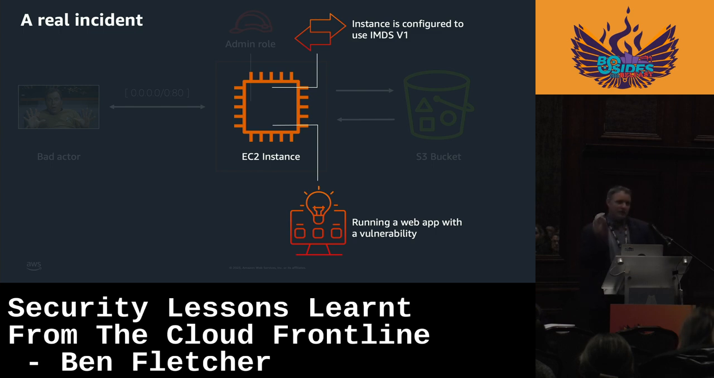The metadata service is absolutely vital to the EC2 in terms of troubleshooting and being able to do different things. It tells you about the EC2 information you may need in terms of programmatic access.